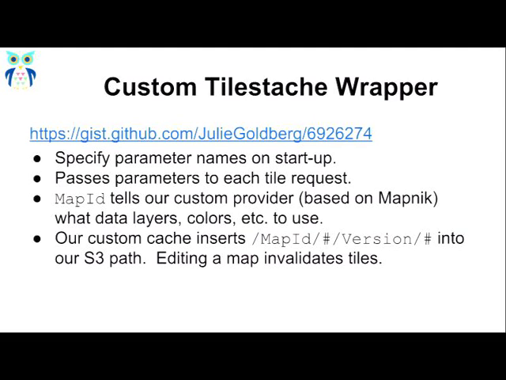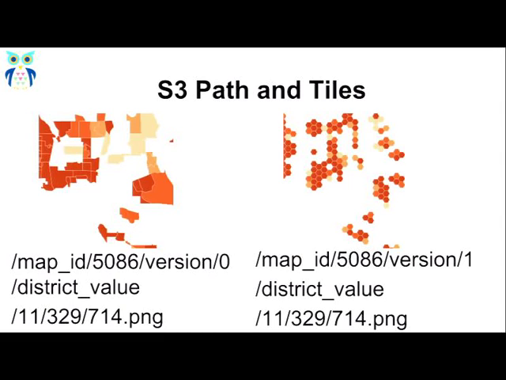And so the map ID will tell the custom provider that uses MapNIK to make the tiles what data layers are on the map, what colors it's using, how it's binning, where to find the data, and so forth. And then the cache inserts the map ID and the version into the S3 path. So anytime you make any change to a map, like you change whether it's precincts or hexagons, it just ups the version and invalidates the tiles.